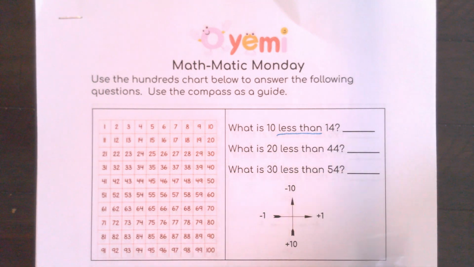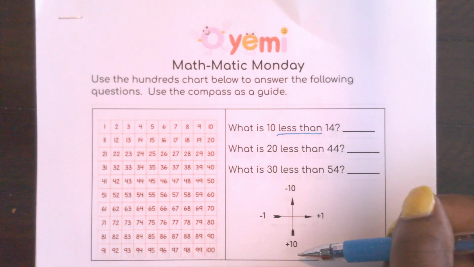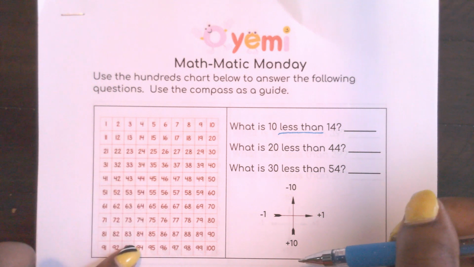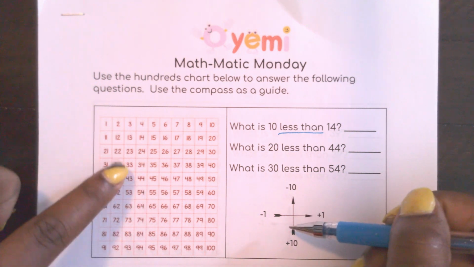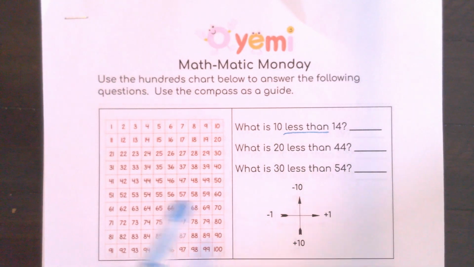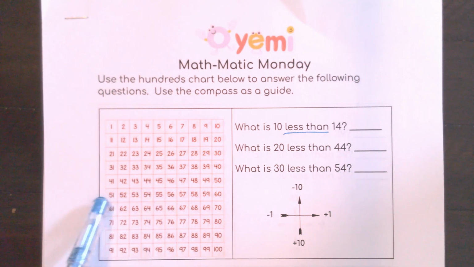Do you remember the secret compass? When I go down, I'm adding 10. Go down on the hundreds chart. When I go up, I'm subtracting 10. Going up on the hundreds chart. When I go to the right, I'm adding 1. And when I go to the left, I'm subtracting 1.